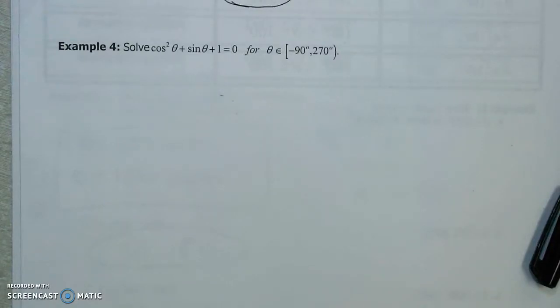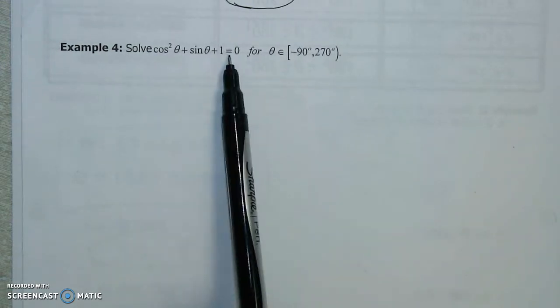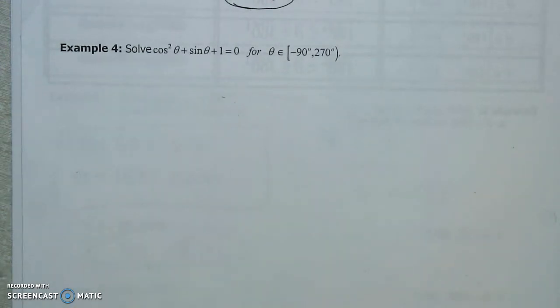All right, example 4, we've got a mixture of cosine and sine, which isn't very good for solving for theta. We want to get down to one trig function if we can. And normally when we've got something that looks like this, it tells you you're probably going to want to factor this, because we do have something squared, something not squared, plus something. So it looks like a quadratic trinomial if we could get it down to all the same term.